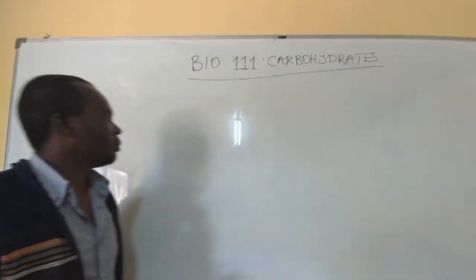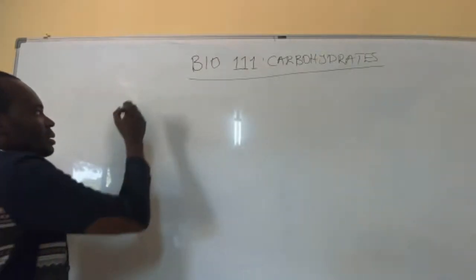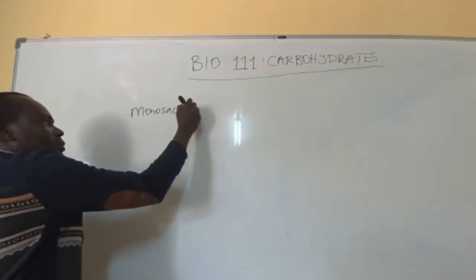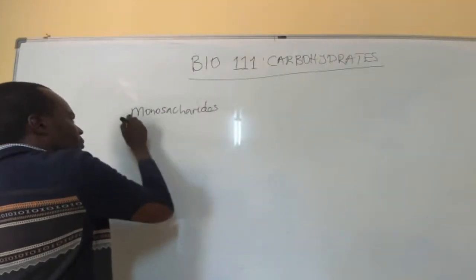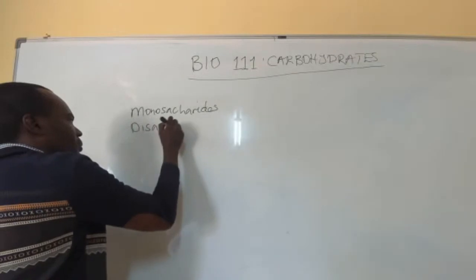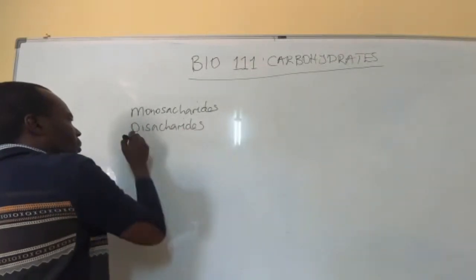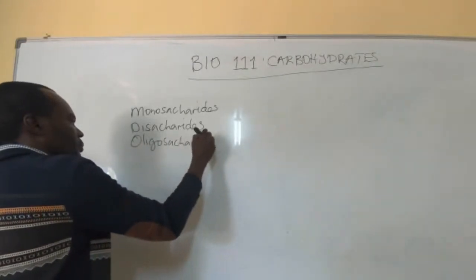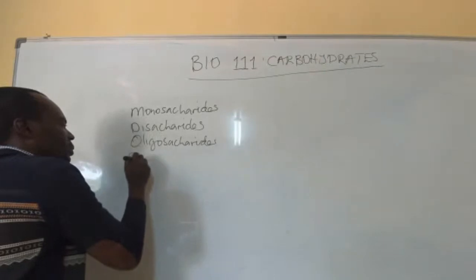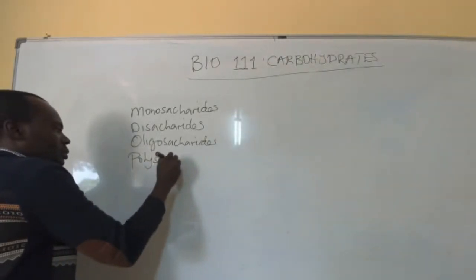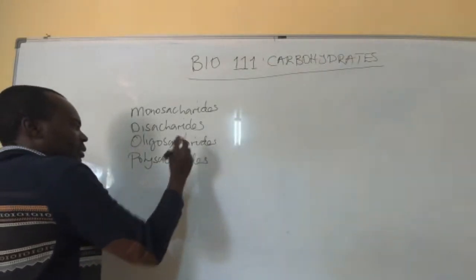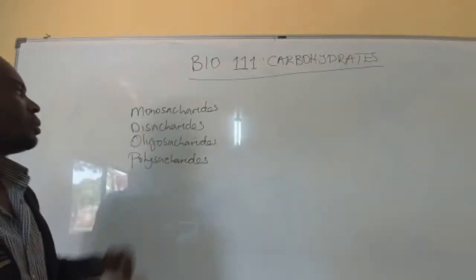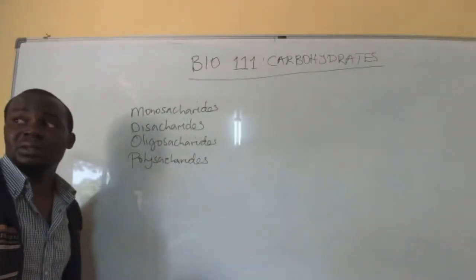Now, within these carbohydrates, there are what we call monosaccharides, disaccharides, oligosaccharides, and polysaccharides. So these are the different types of carbohydrates. Within these groups there are different examples that we can look at.